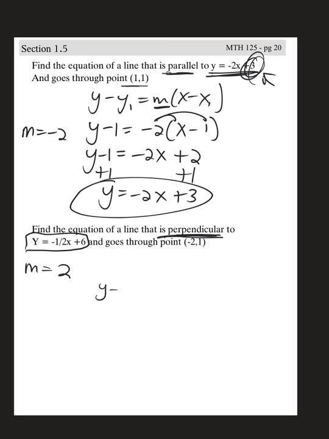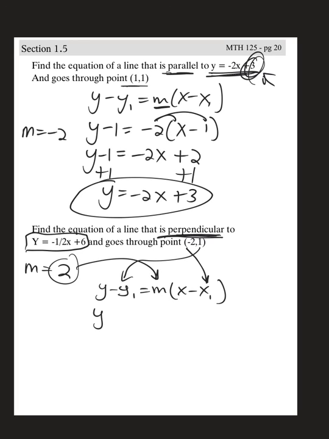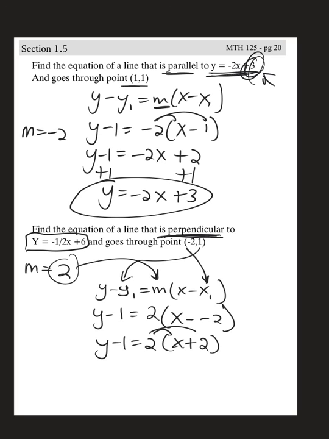I'm going to prepare my point slope formula. I'm plugging in 2 for m, and I'm plugging in -2 for x1 and 1 for y1. So y minus 1 equals 2 times x minus -2. Two negatives next to each other with nothing in between become a positive. Distribute the 2 and then add 1 to both sides. So y equals 2x plus 5.